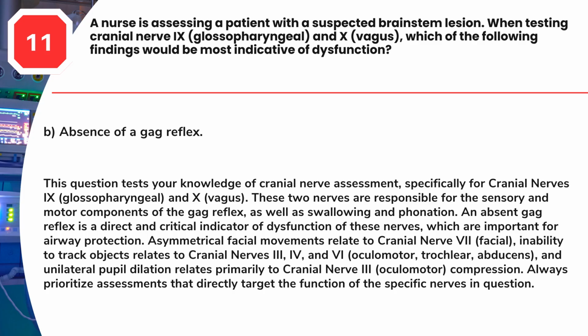Asymmetrical facial movements relate to cranial nerve 7, facial. Inability to track objects relates to cranial nerves 3, 4, and 6, oculomotor, trochlear, abducens, and unilateral pupil dilation relates primarily to cranial nerve 3, oculomotor, compression. Always prioritize assessments that directly target the function of the specific nerves in question.